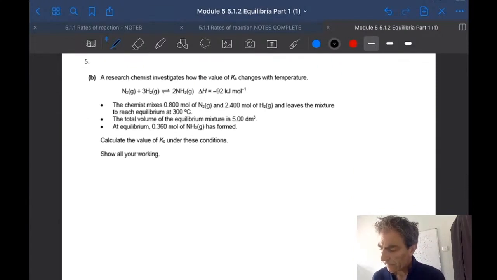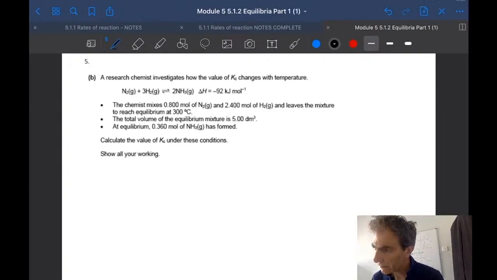Right, so 5, there isn't a part A, so that was obviously just part B of the exam question I took this from. So question 5 was a KC calculation. This is an ICE one. It's not the year 12 stuff where you're given the equilibrium concentration. You've got to work them out from the initial and the final equilibrium moles of one of the things, ammonia in this case. Right, so I'm going to do the same again.